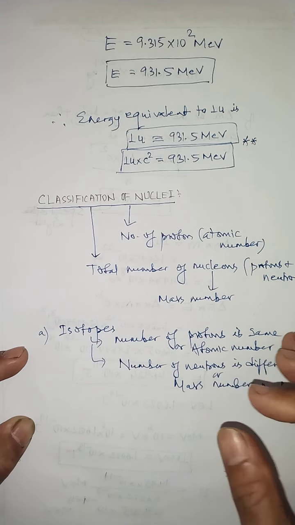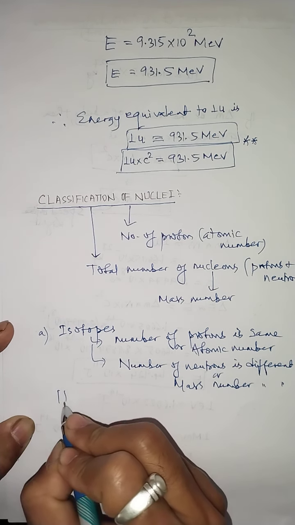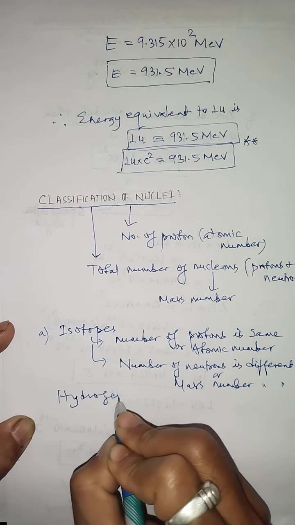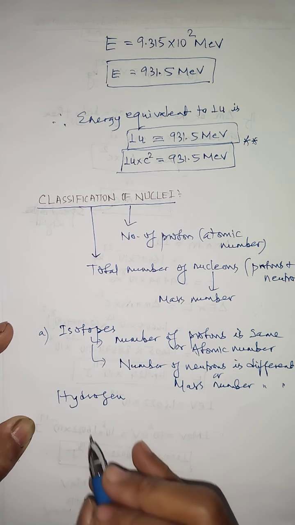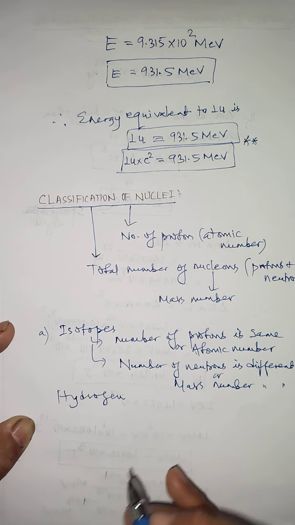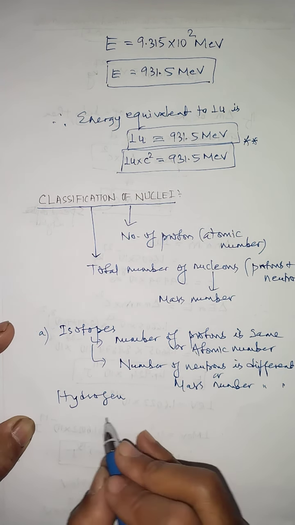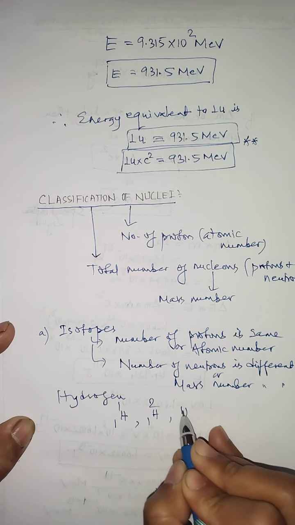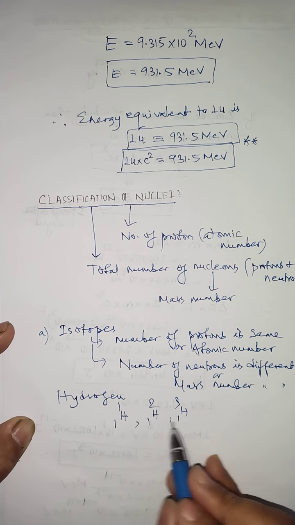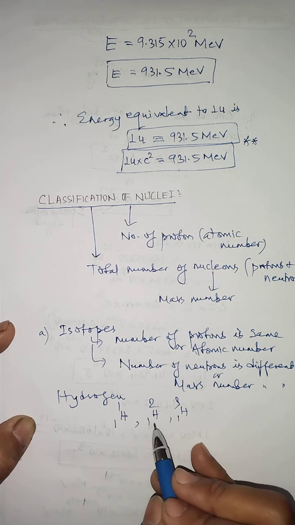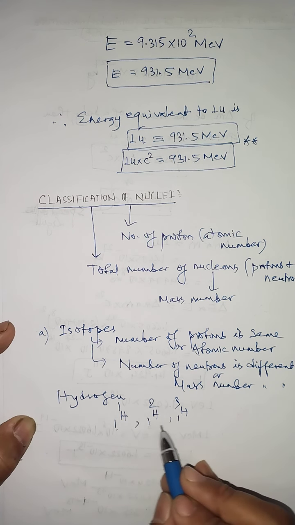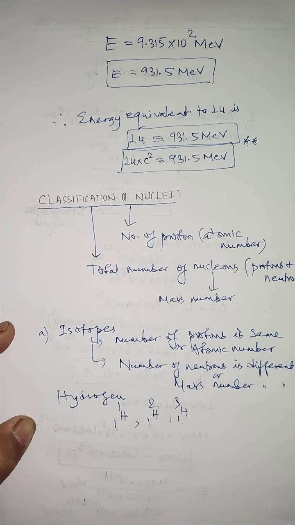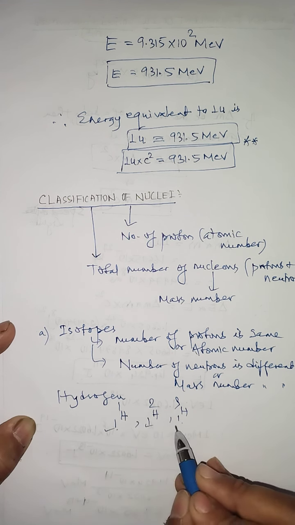Similarly, there are common isotopes of elements that have the same atomic number but different mass number. For example, hydrogen. We know one of the lightest elements present in the periodic table is called hydrogen. And hydrogen has how many isotopes? Three isotopes. Hydrogen is marked by the symbol H, it will be H-1-1, H-1-2, H-1-3. Now these are three isotopes of hydrogen: protium, deuterium and tritium. So this lower number is called atomic number, and this number is what number? Mass number. So the number of protons is the same.